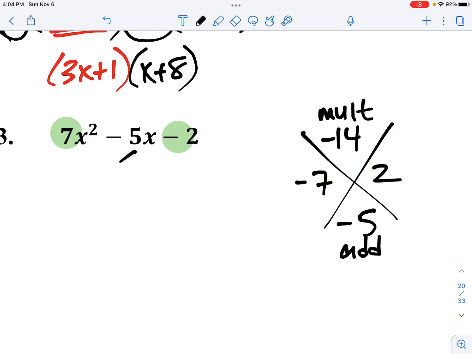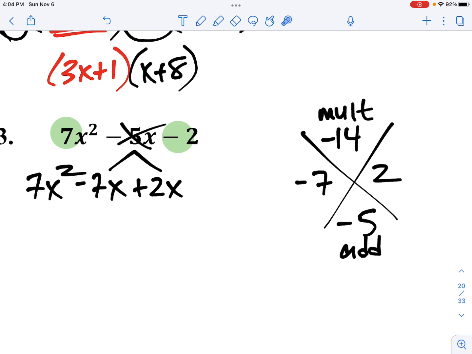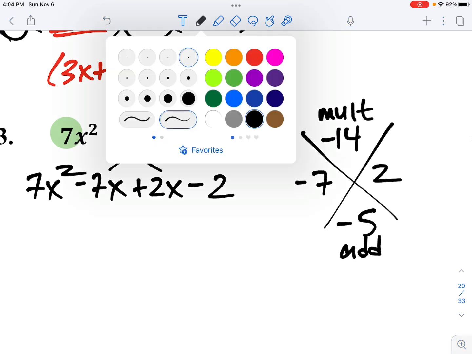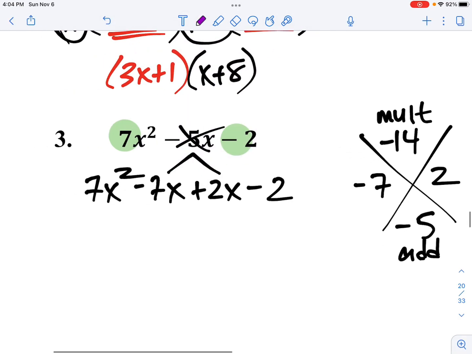So remember, what I'm going to do is split this negative 5 into negative 7x and positive 2x. And don't forget to keep the 7x squared in front, and don't forget to keep the negative 2 at the end. Now, I see 4 things. I'm going to do some grouping.